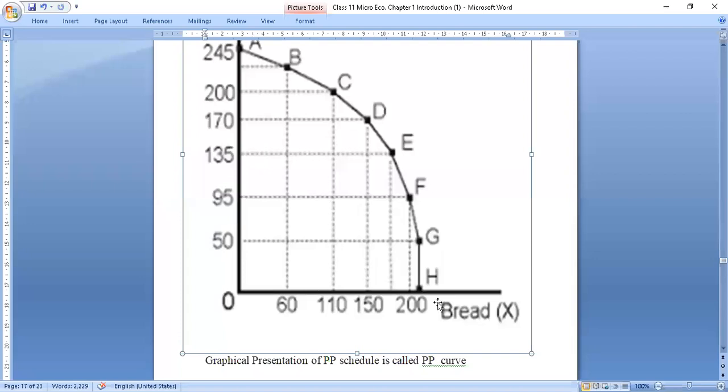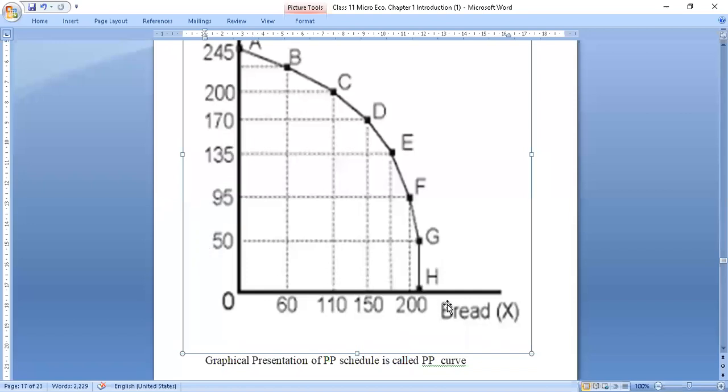On the x-axis, we have to take the good whose quantity we are increasing. Let us take the example that we have taken in the previous class. In that, we are increasing the production of wheat. So here we will take wheat, and the good whose production we are reducing, we are sacrificing, that good is to be taken on the y-axis. Is it clear to you?